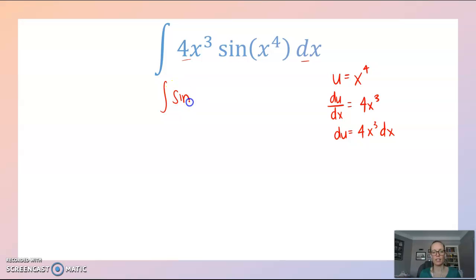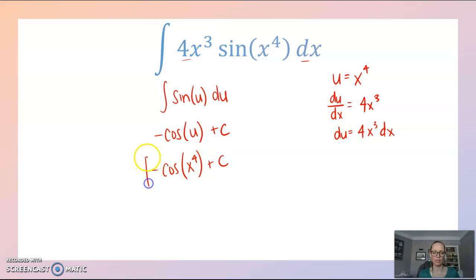So now we have sine of u du. Okay, u replaced x to the fourth, and du replaced the 4x to the third dx. So now I find the antiderivative of sine of u. If you're still working on these, remember to take a look at your cheat sheet, and this is going to give me negative cosine of u plus c. And then my final step is just to substitute that u back in. So negative cosine of x to the fourth plus c.